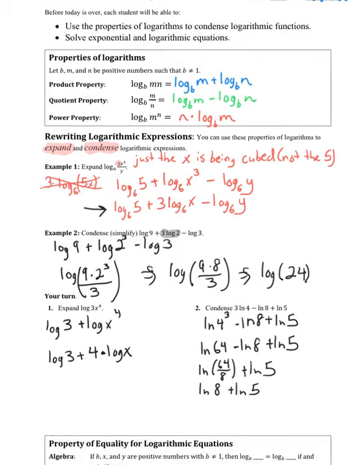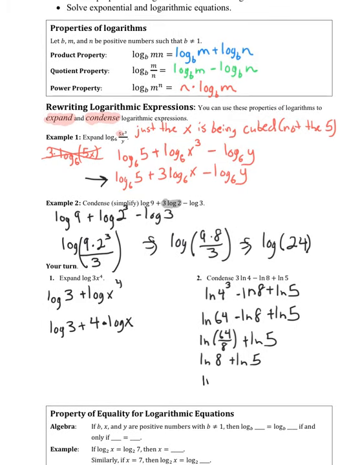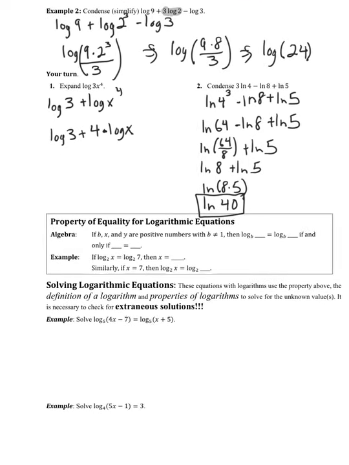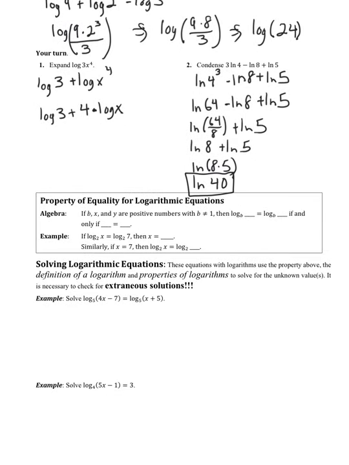And then I have natural log of 8 plus natural log of 5. So that's going to be natural log of 8 times 5, which is natural log of 40. That's what this one would simplify to when it's all condensed, which, in my opinion, I think looks a whole lot easier to deal with than 3 times natural log of 4 minus natural log of 8 plus natural log of 5. So that's the idea with condensing, is that we're going to hopefully make these problems simpler. And when we're solving, condensing is a really useful method to help make things a little simpler to work with. Any questions on 1 and 2 before we move on?